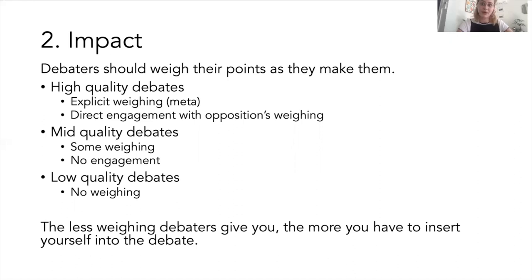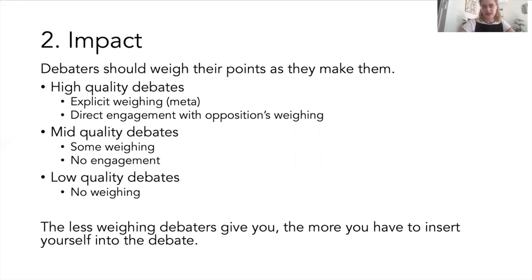As people are making their points, they'll say, this is the most important thing in the debate because of this, or here's what's going to happen. A million people are going to be able to get jobs now, or something like that. So they will be telling you as the adjudicator why their material is the most important thing in the debate.